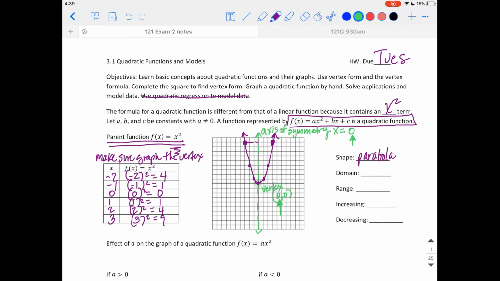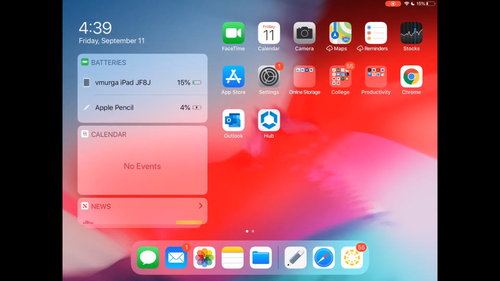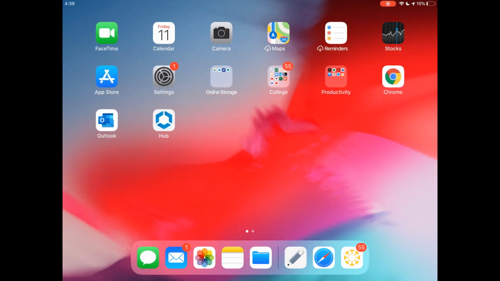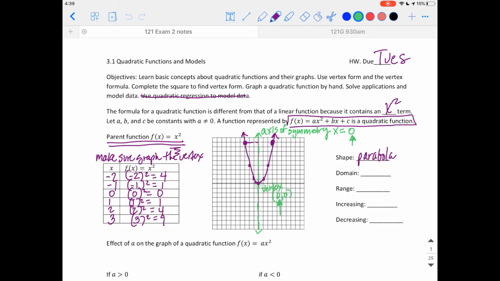What happened? My Apple Pencil is not cooperating. Let's see. What's going on? That's what's going on. See if it'll survive with 5%.